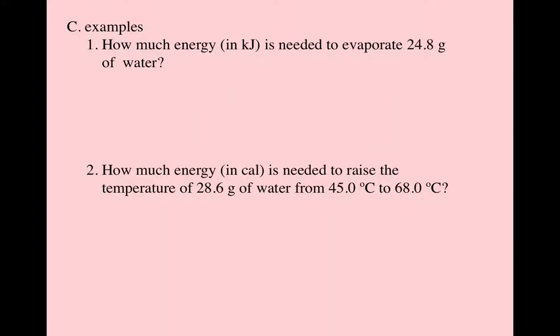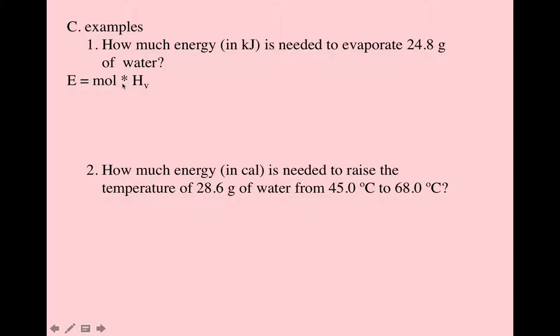So we've got some example problems of how we'll calculate energy change in these processes. The first question asks how much energy in kilojoules is needed to evaporate 24.8 grams of water. I'm honing in on the word evaporate here. This tells me we've got a phase change going on, and it tells me that we're going to use E equals moles times the heat of vaporization, because this is the boiling or condensing vaporization process.